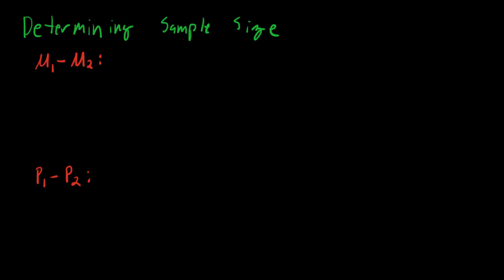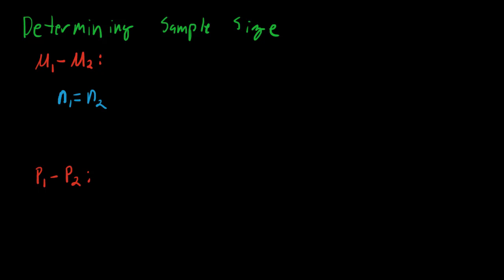In this video, we're going to walk through how we can determine the sample size needed for estimating a μ1 minus μ2 and p1 minus p2 confidence interval for a given margin of error. So we're going to do these both in the same video since the formulas are nearly identical. And for the first one, we're going to say n1 is equal to our n2 value.